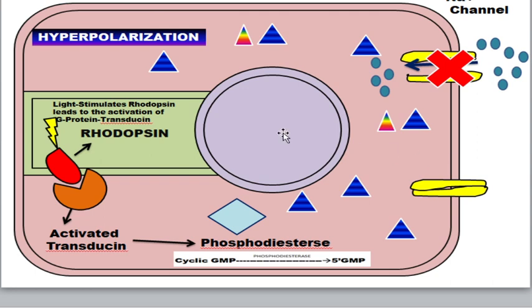Also, the opening of the Na plus channels will be closed. If this particular ion channel is closed, then the positive ions, that is Na plus ions, are not able to flow inside the cell. It will make the cell go into a hyperpolarization stage, that is, the cell membrane potential will be in a negative stage. So at this hyperpolarization stage, it will affect the release of a neurotransmitter.